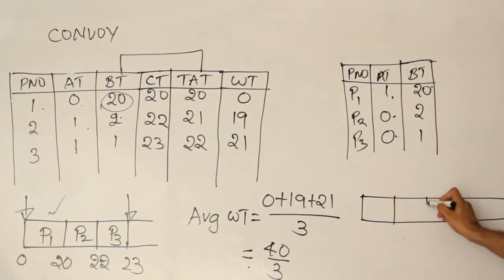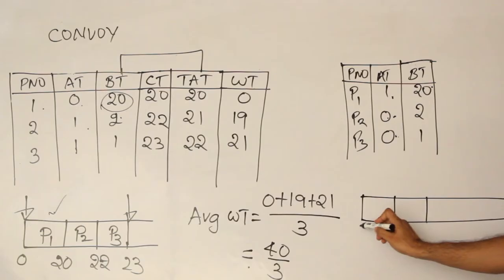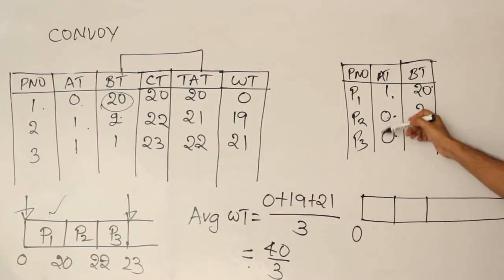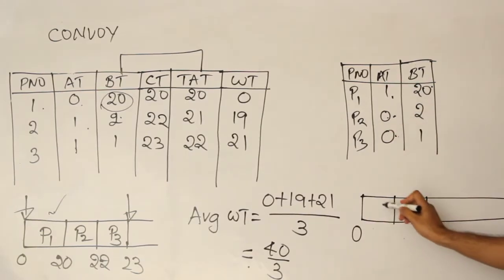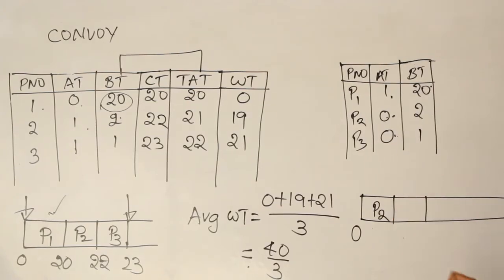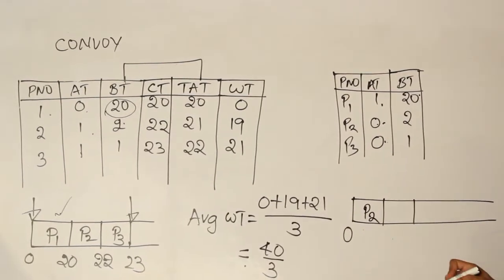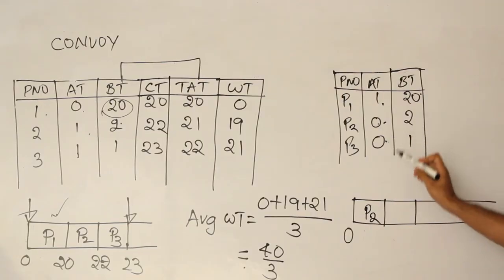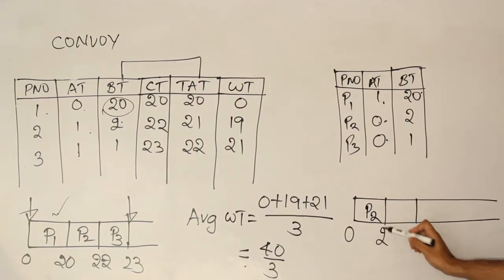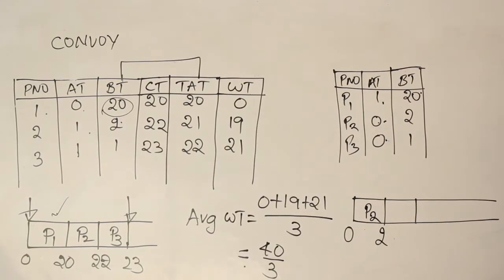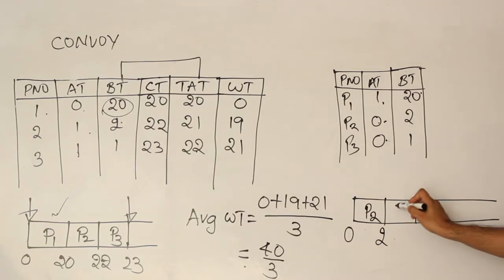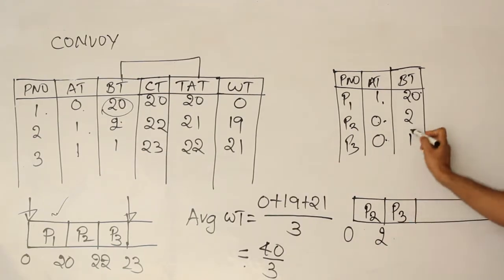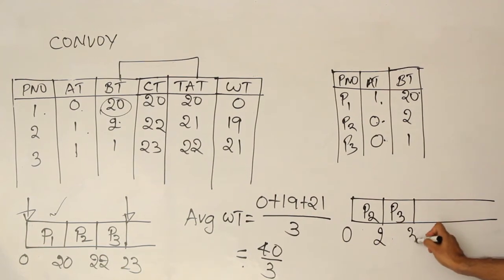So what is the first one that has to be executed? The process with arrival time 0. So we have two choices, P2 and P3. Which one should I choose? Obviously P2, because the one with the lesser process ID is going to take the higher precedence, right? Now it starts at 0, and its burst time is 2, isn't it? Then what is the next one? I have only one choice, P3. What is its burst time? 1. Therefore, it is going to be 3.